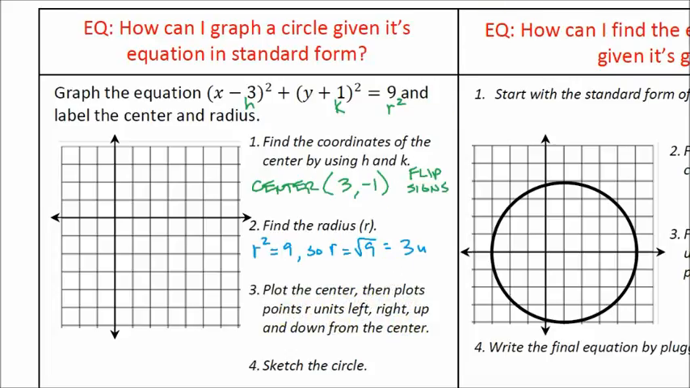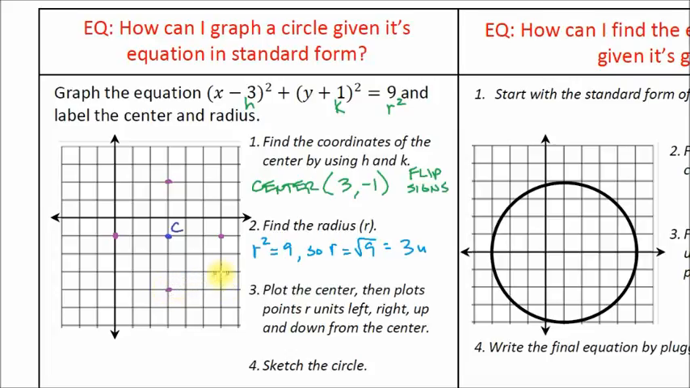So first thing we do is let's plot our center. It's at 1, 2, 3, -1, and I'm going to label that as C for center. Now we're going to plot r units, so 3 units, left, right, up, and down. Let's do that. So 1, 2, 3 left, 1, 2, 3 right. Actually, that was right and left. And then 1, 2, 3 up, and 1, 2, 3 down.